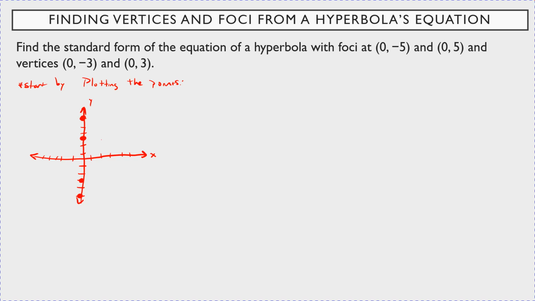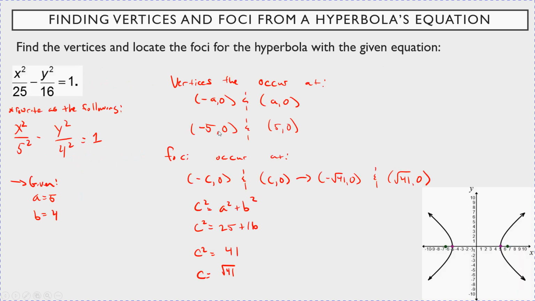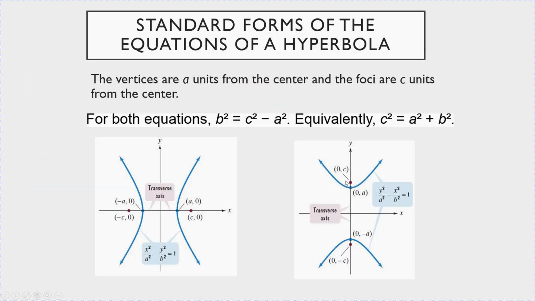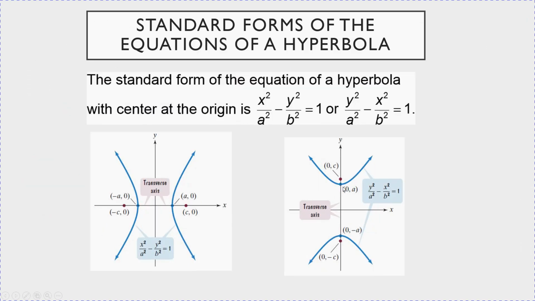So look, let me go back and look at the graphs. So what is this hyperbola going to look like? Well, look here. If these are the vertices right here, and these are the foci, the hyperbola is going to look like this. So the equation is going to be y squared divided by a squared minus x squared divided by b squared is equal to 1.